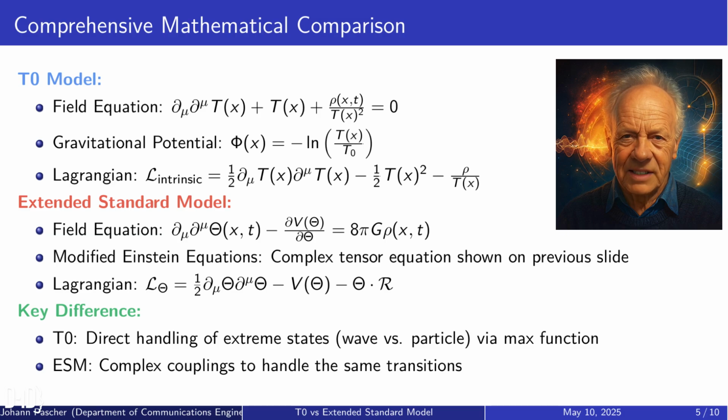In the extended standard model, the field equation for θ resembles a modified Klein-Gordon equation: the partial derivative mu of θ minus the partial derivative of V of θ with respect to θ equals 8 pi G times rho of xt. The key difference is in how these frameworks handle extreme states of matter and energy. The T0 model directly captures the transition between particle-like and wave-like behavior through its elegant Max function. The ESM must handle these transitions through more complex couplings between the scalar field and the energy momentum tensor, which obscures the underlying physics.